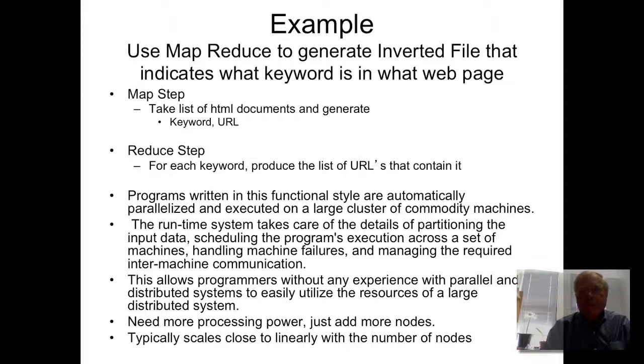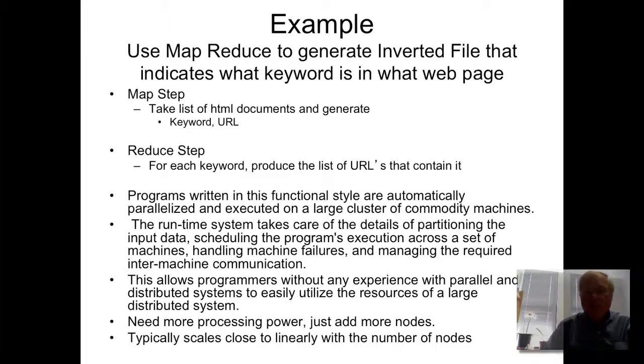So the programs written in this functional style are automatically parallelized and executed on this large cluster. The runtime system takes care of all the details, including handling machine failures, because some of these jobs might run for a day, a week, for some of the big ones, and the probability that in a cluster of 10,000 machines something's going to happen is virtually 1. So the whole infrastructure is designed to transparently handle and recover from errors of major types.